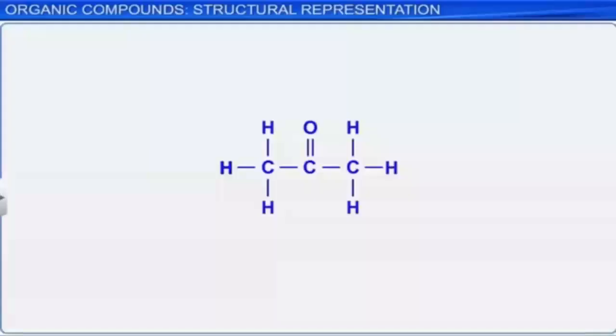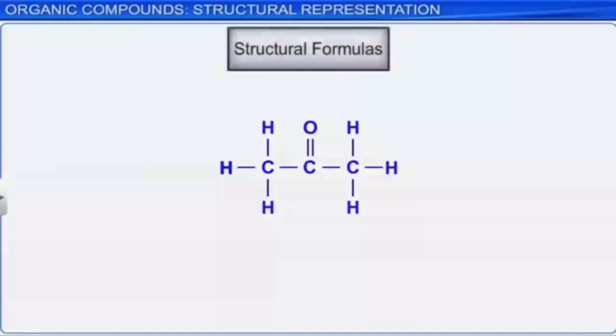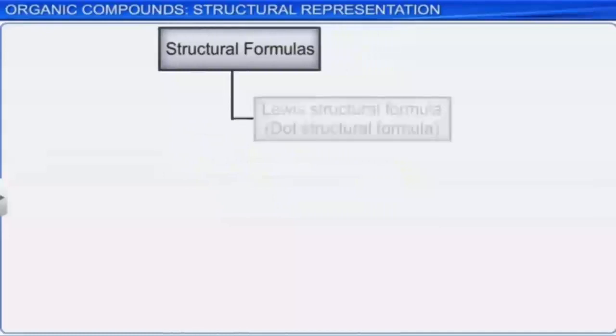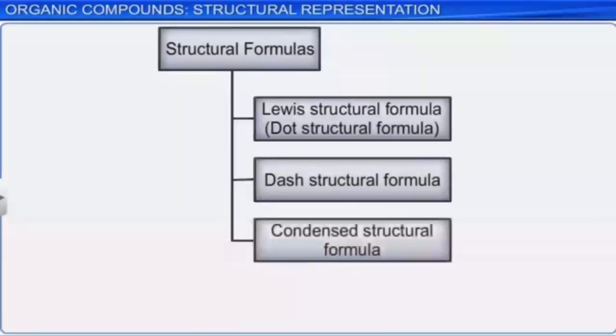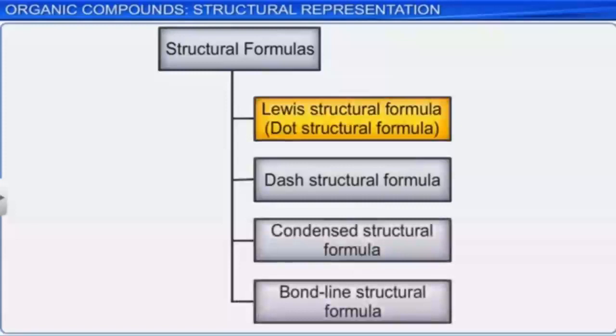A chemical formula which represents the arrangement of atoms in a molecule is called the structural formula of a molecule. The various structures of organic compounds can be represented in 4 different ways. They are Lewis structural formula or dot structural formula, dashed structural formula, condensed structural formula, and bond line structural formula. Let's first look at the Lewis structural formula.